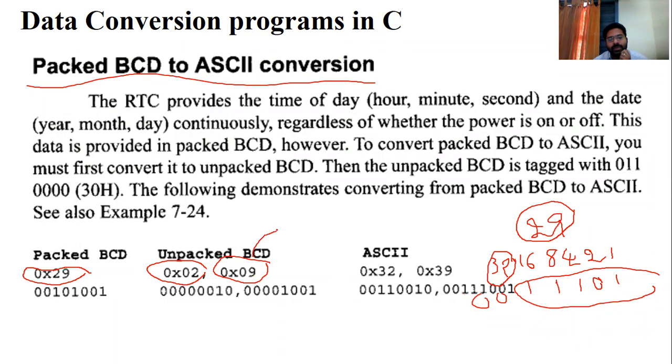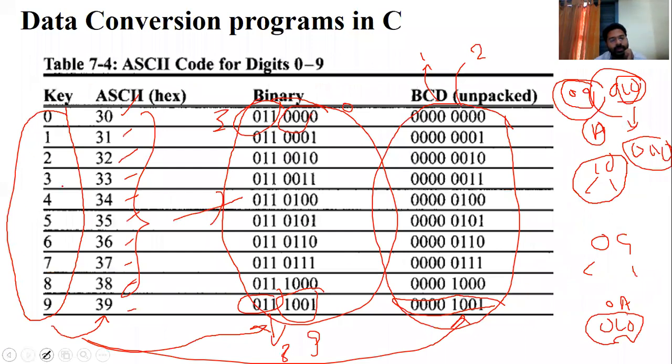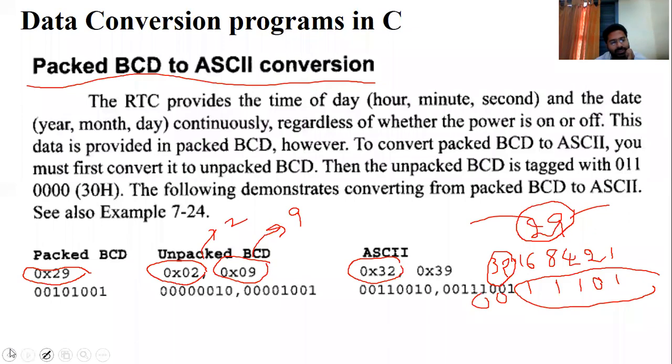So for unpacked format, what is the unpacked format? It represents 2 separately and 9 separately. See this, 2 separately, 9 separately. You see this in ASCII format. How to convert to ASCII? What is the code of 2? The code of 2 is 32, remember, in ASCII format. Then the next number, 9, its code is 39.